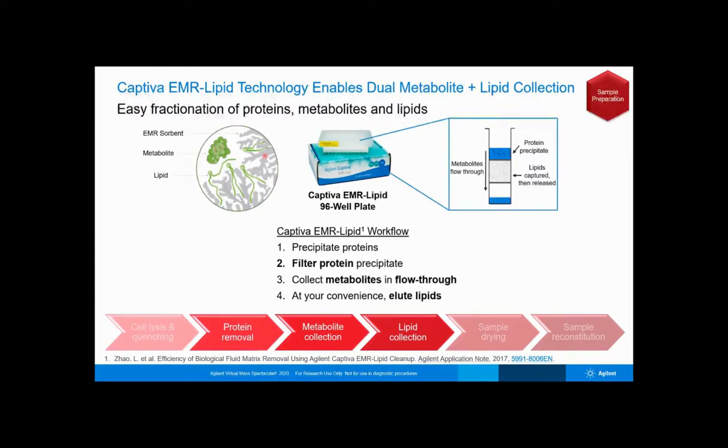We initially prepare the sample by adding an organic solvent to form a protein precipitate. Then, when we add the sample to the Captiva EMR lipid plate, the protein precipitate is caught on a filter above the EMR sorbent. The polar metabolites flow through the sorbent, and the soluble lipids are captured on the sorbent. Thus, the polar metabolites are collected in the plate flow-through and can be dried and reconstituted prior to LC-MS analysis. The lipids are then eluted from the Captiva EMR plate using a relatively hydrophobic elution solvent. Thus, metabolites and lipids are separated and collected from each individual sample.